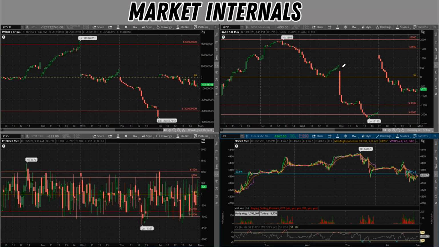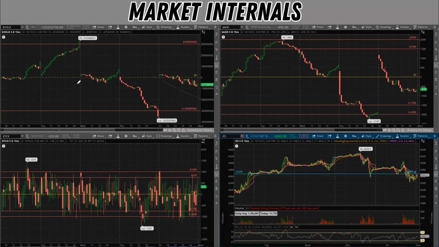And essentially that's what we saw. Afterwards we get the huge sell-off and the market tries to recover. We start off bullish pre-market here, and then once the market opens on Friday, we get a very aggressive sell-off. And again, we're seeing a clear downtrend in the market internals here.